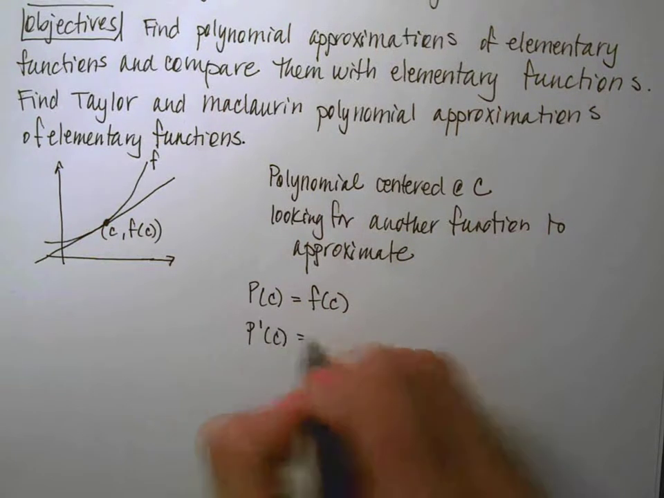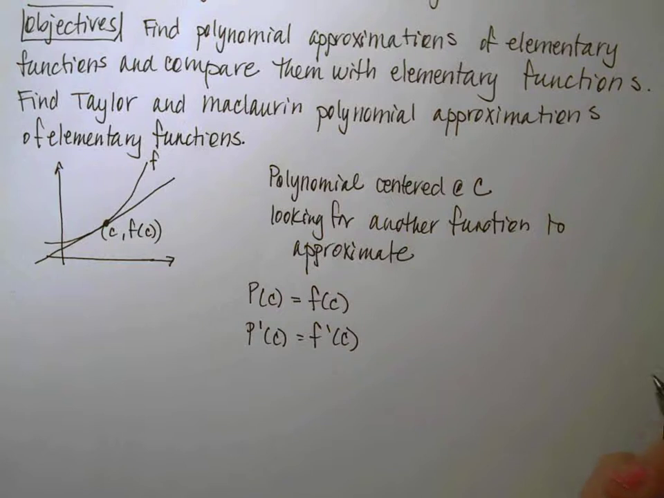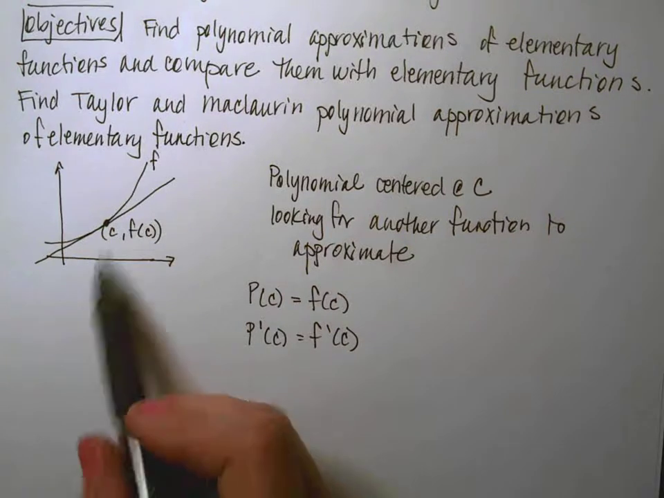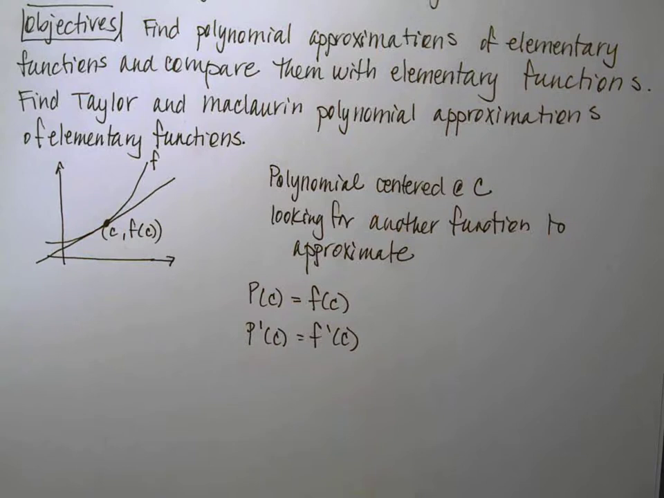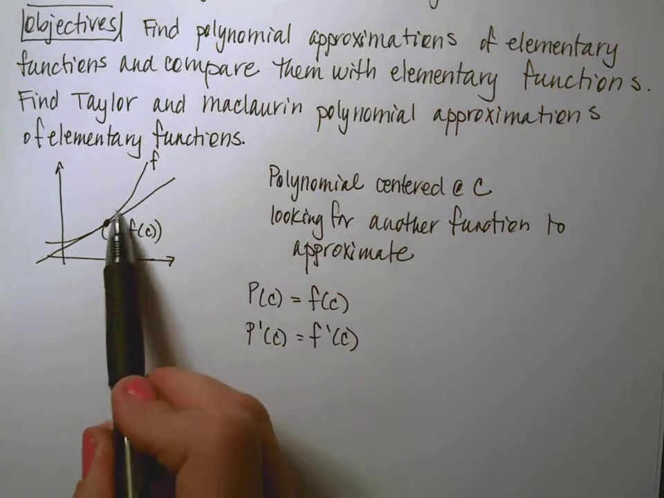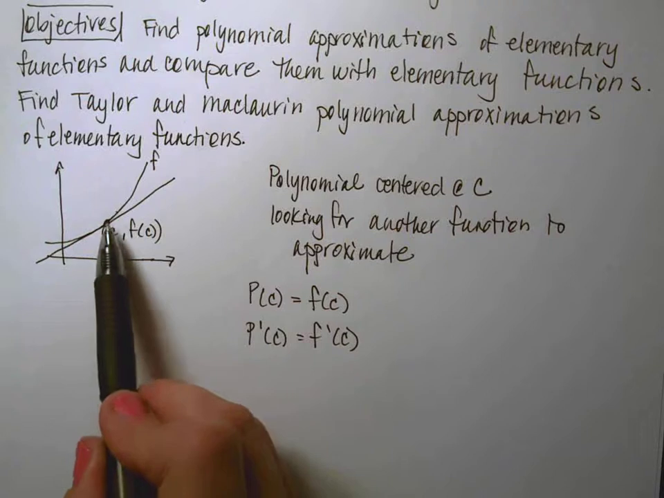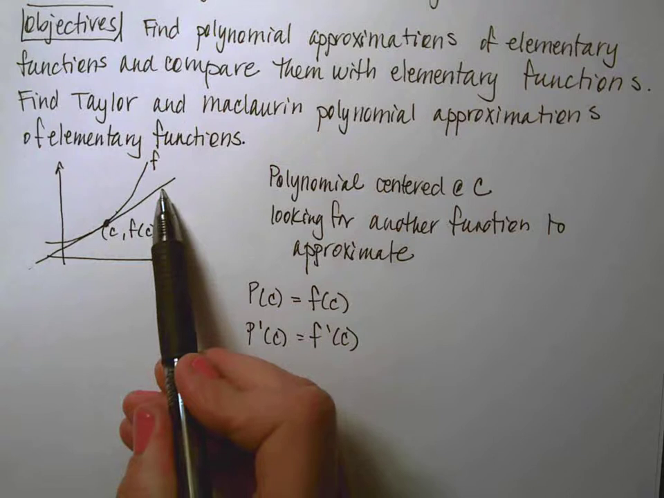Well, and if that's true, then this is also true, so F prime of C. So then I'm going to add a statement that says that the derivative is going to be the same as the derivative of the original function, and the two functions are going to have the same slope at that particular point. Okay, so we are looking for a polynomial function where the polynomial evaluated at C is equal to the function evaluated at C, and at C, both the original function and the polynomial approximation have the same slope.